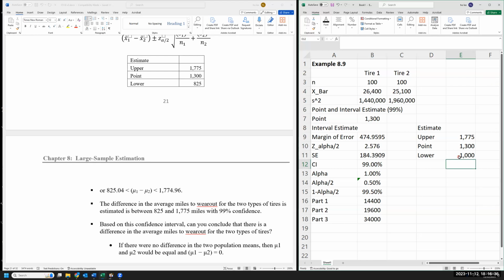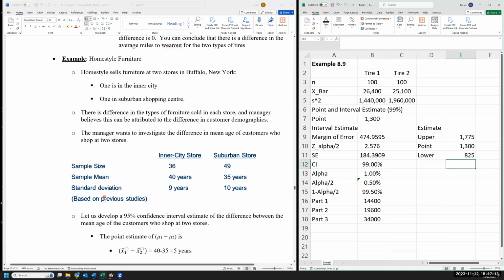Because tire 1 maybe lasts longer by 1,775 miles, or tire 2 lasts longer by 1,000 miles. I don't know. Maybe they're equal. So if we had a situation like this, we couldn't be certain that one of these tires lasts longer than the other. But we didn't have that. We had this situation. We could be certain with 99% certainty. 1%, we could be wrong. Okay. Let's do another one.